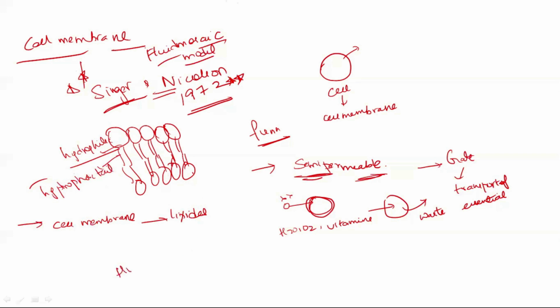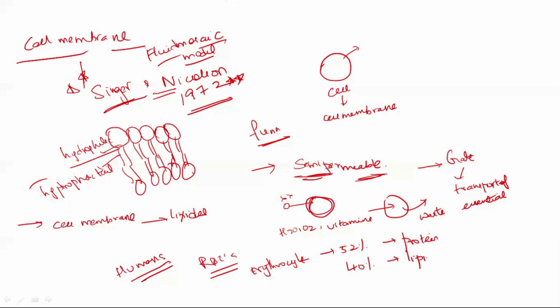Let me tell you something about humans: how the cell membrane is in red blood cells, that is erythrocytes. The erythrocyte cell membrane has 52% protein and 40% lipids. It also has other kinds of molecules like carbohydrates and cholesterol.